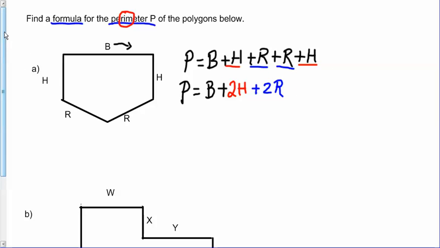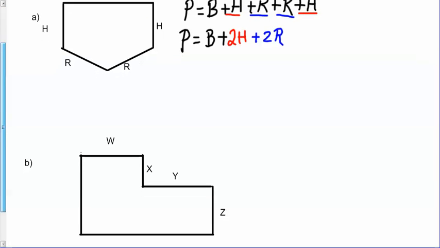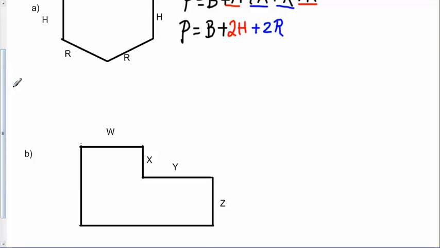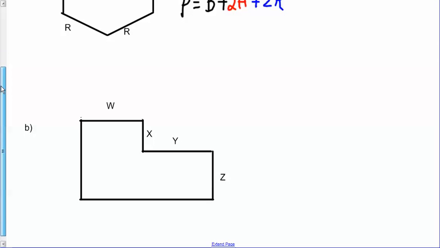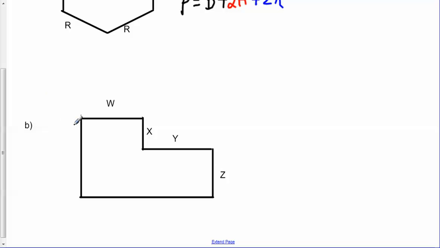Now this next one is going to be a little bit trickier because they haven't come right out and told us the length of all the sides. They've left a couple of sides missing. Now we have to trust that they're going to give us enough information that we can figure this problem out with the information they've given us. So we have to look pretty carefully at this.